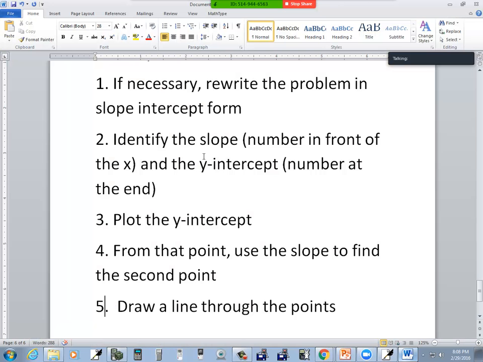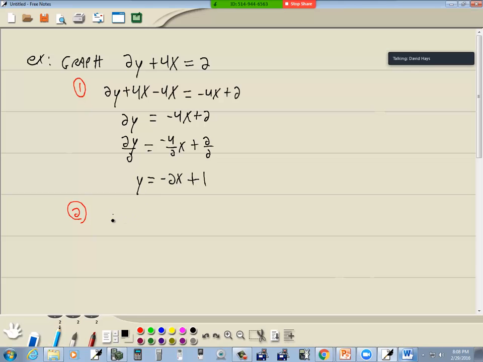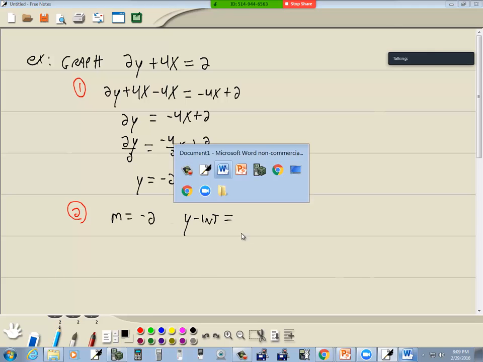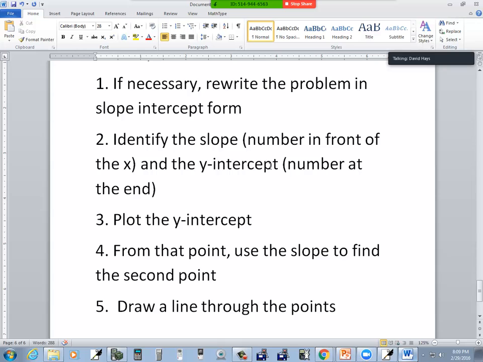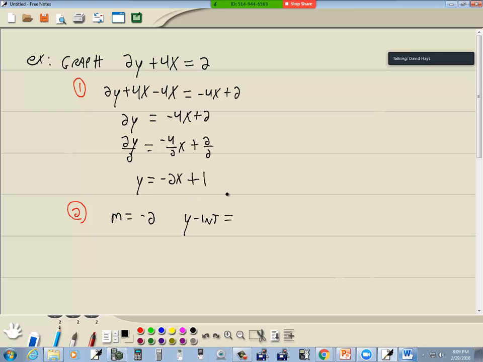Now step 2, identify the slope. This is the number in front of the x. So our slope is going to be negative 2. And the y-intercept, the number at the end. The y-intercept will be 1.